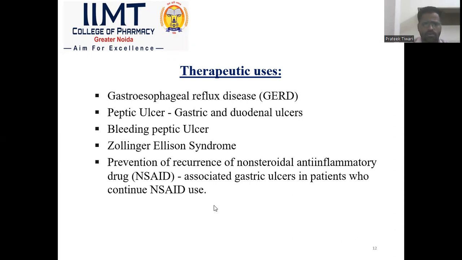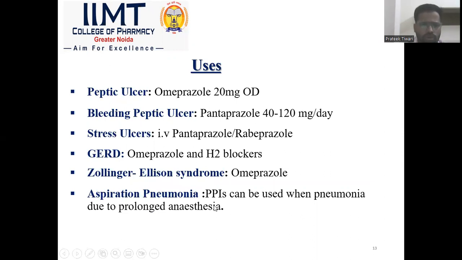Now we discuss the dose which is used for different ulcers. If it is peptic ulcer, we can give omeprazole 20 mg once a day. In case of bleeding ulcer, we give pantoprazole 40 to 80 mg per day, depending upon the condition. If ulcer is induced due to stress, we prefer to give IV pantoprazole or rabeprazole. If there's GERD, then we can give omeprazole or an H2 blocker. In the case of Zollinger-Ellison syndrome, we give omeprazole.